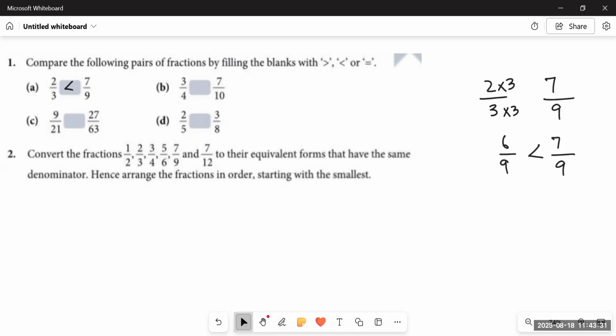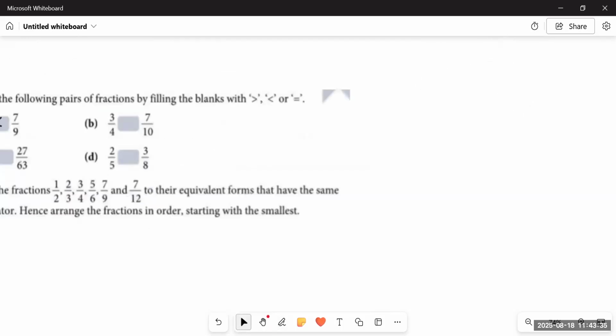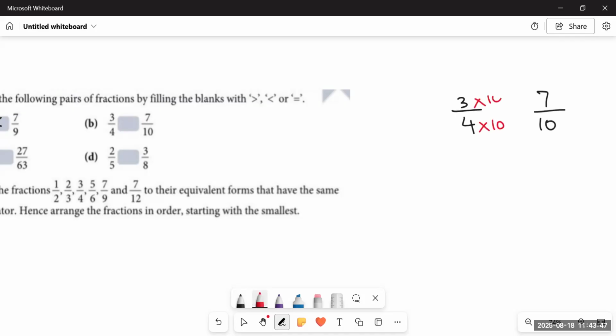Next, we have 3 by 4 and 7 by 10. In this case, students, we cannot turn 4 into 10 or 7 into 10. So what to do now? Either you can multiply the denominators with one another, by 10 to 4 and by 4 to 10. In this case, the denominators would turn out to be 30 by 40 and 28 by 40. So we can compare the two fractions very easily.